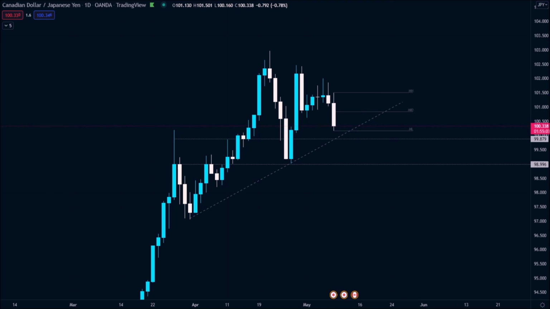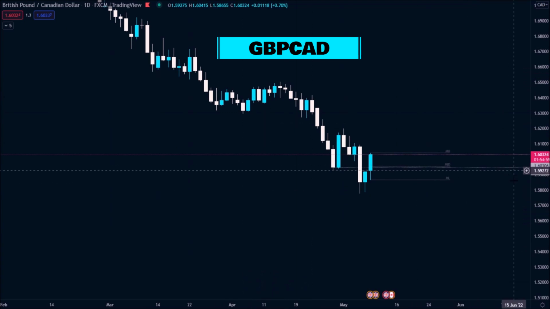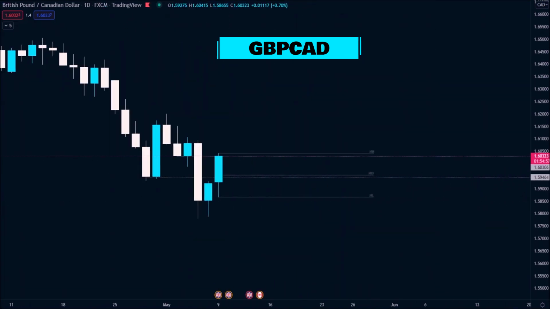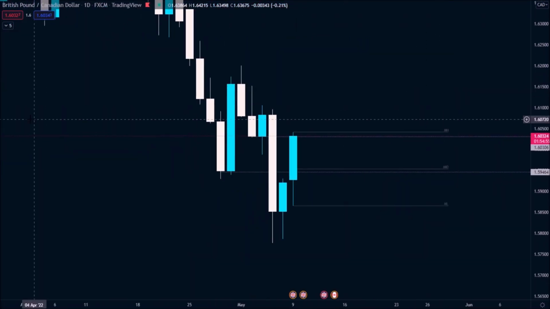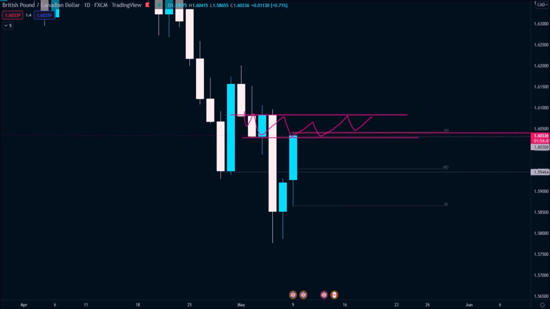Another CAD pair would be pound CAD. I think pound is so weak at the minute. I think pound CAD could be a good opportunity. If we take a look at the daily here, we're coming into some resistance. We do have some resistance here, so this is a general area that we could look for some selling opportunities. Monday's high is also going to be in and around here once the day finishes.